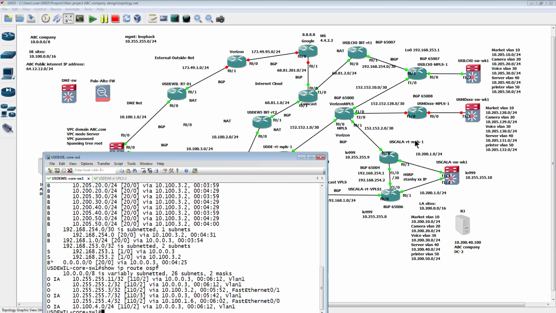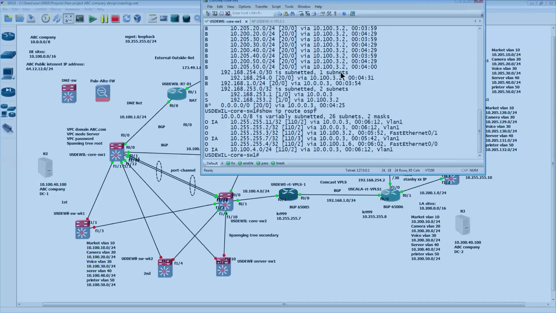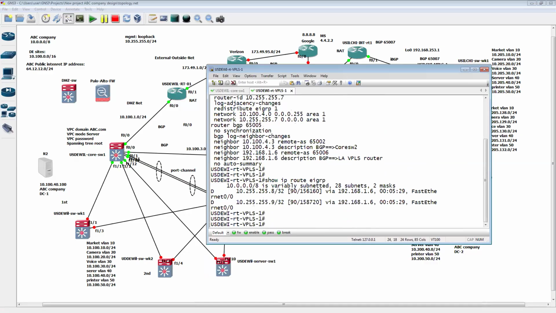That means everything from behind here we are still not learning yet. Hopefully this VPS router, which has OSPF and EIGRP, can help us by redistributing the EIGRP into here. Okay, let's do it. Let's come back again to this router. Normally, remember, we are going to configure again.